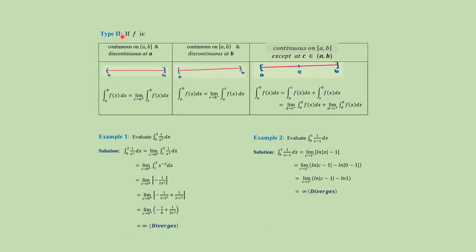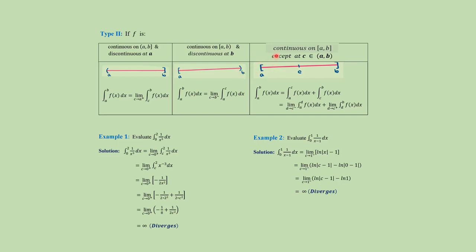Methods to evaluate improper integrals of type 2. If the function f is continuous on the interval ab and has a discontinuity at a, then we replace this lower limit by c and write c approaches a plus. This a plus means we are taking any value which is more than a. If the function f is continuous on ab and has a discontinuity at b, then we replace this upper limit b by c and write limit of c approaches b minus. This b minus means we are taking any value which is less than b.